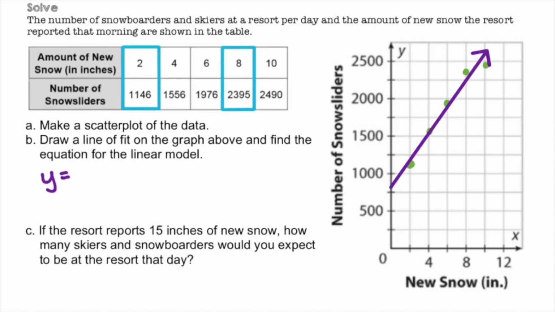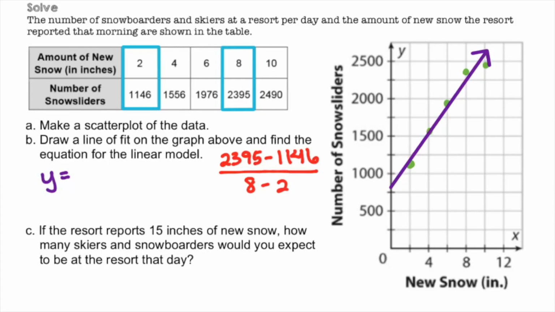And you'll notice that 2, 1146 at that point and also at 8, 2395, those two points are the closest on that line. And that's what you kind of want to do when you're creating the equation for this line: you want to see what two dots actually went through that line and use those to create your slope. So remember, the slope formula is y2 minus y1 divided by x2 minus x1. So y2 minus y1 would be 2,395 minus 1,146 all over x2 minus x1, which is 8 minus 2. And then you just simplify that.